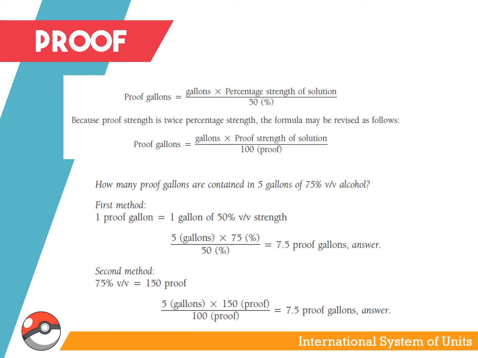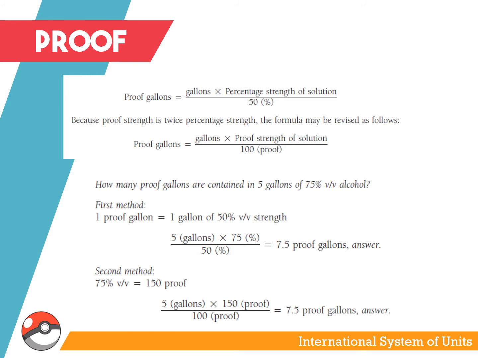Okay, so as an example, how many proof gallons are contained in 5 gallons of 75% volume in volume alcohol? Using the first equation, 1 proof gallon is equal to 1 gallon of 50% volume in volume strength. So we will have 5 gallons times 75% divided by 50%. We will cancel percent and percent, so we will have 7.5 proof gallons.